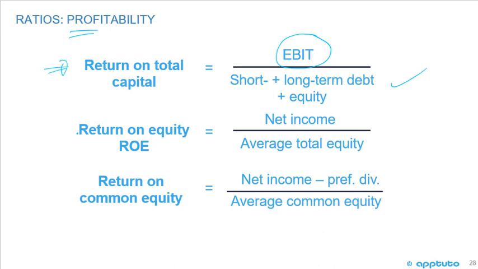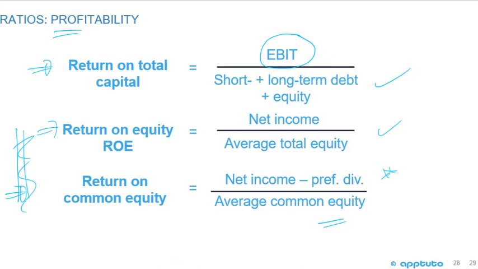Return on equity, that's an easy one. That's net income divided by the average total equity. We're going to learn a lot more about that when we look at the DuPont. It comes up in the equity section a lot. So it's an important one. And the return on common equity, again, it's net income minus the preferred dividend, because that's the earnings available to the common shareholders divided by the average common equity, okay? So those are two very important, but we're going to see lots more of that throughout the CFA program.